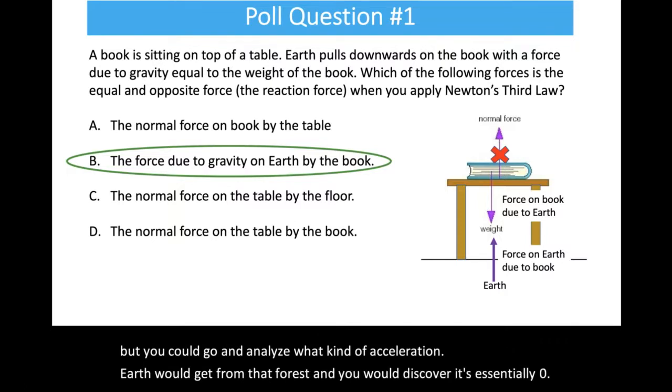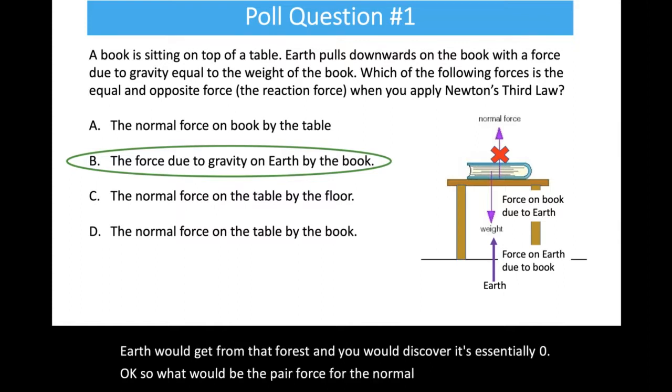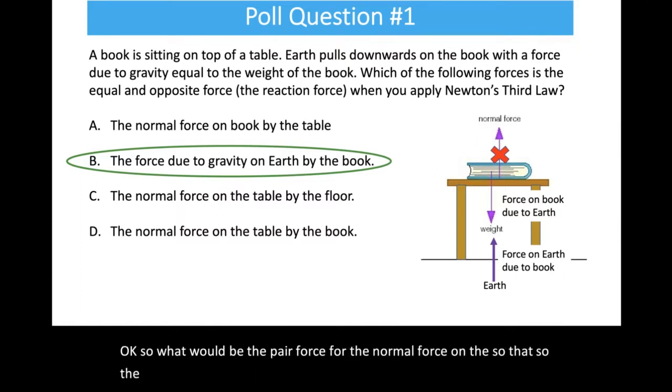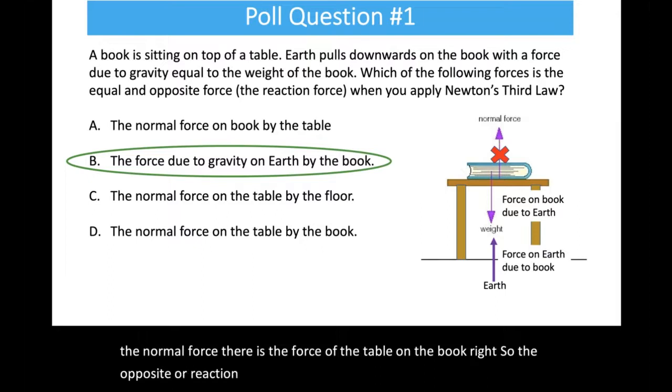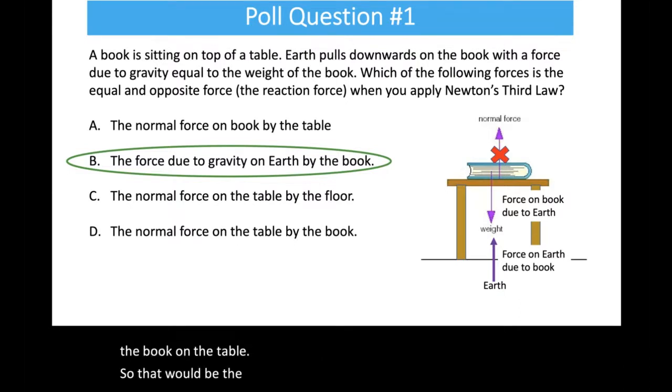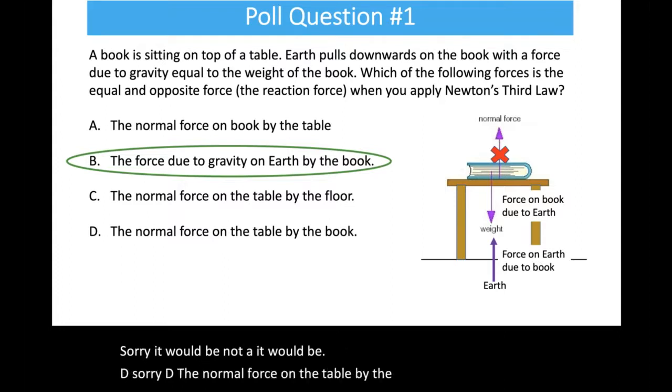Okay, so what would be the pair force for the normal force? The normal force there is the force of the table on the book, right? So the opposite, or reaction pair, Newton's third law pair for that one would be the force of the book on the table. So that would be, sorry, not A, it would be D, the normal force on the table by the book. Okay.